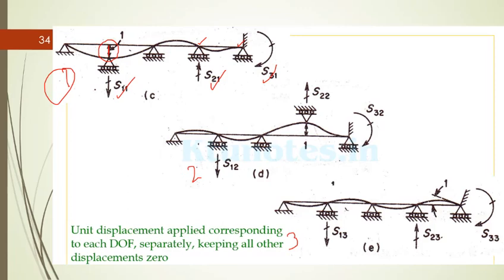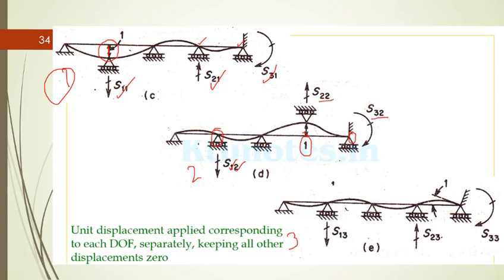Okay, similarly for the second case, you should apply the displacement in the upward direction for one value, and this should be actually 0, and this also should be 0. So only one is applied, and the corresponding stiffness coefficients are the stiffness coefficient at the first position due to the second position displacement, and S22 and S33.